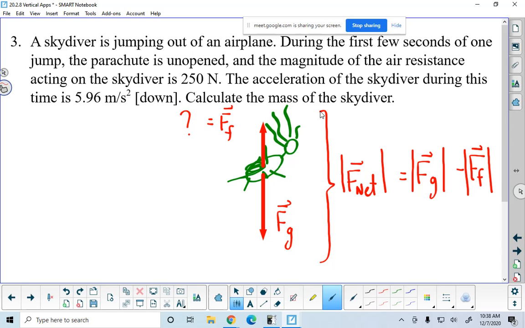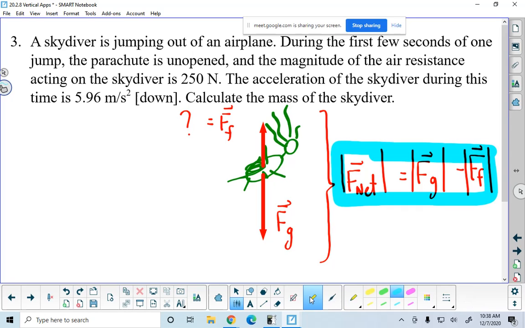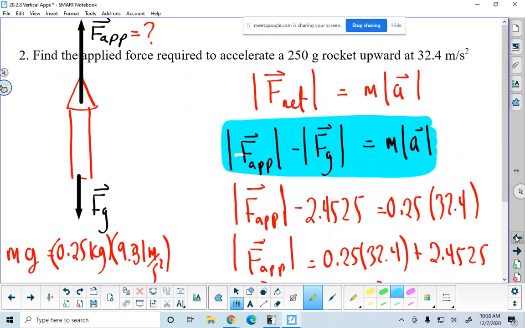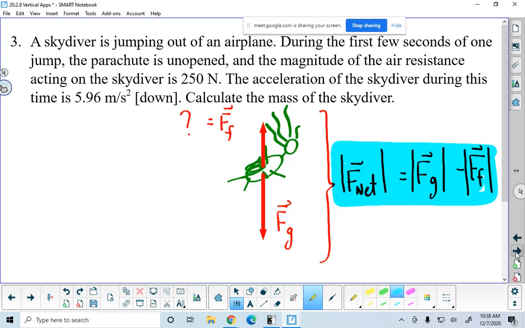See, I don't believe that there's very many people who can read the words and get this formula. I really don't. And I want to point out to you that the formula that I'm highlighting for example 3 is different than the formula that we were highlighting for example 2. In example 2, the net force was the applied minus the force of gravity. In example 3, the net force is the force of gravity minus the force of friction.